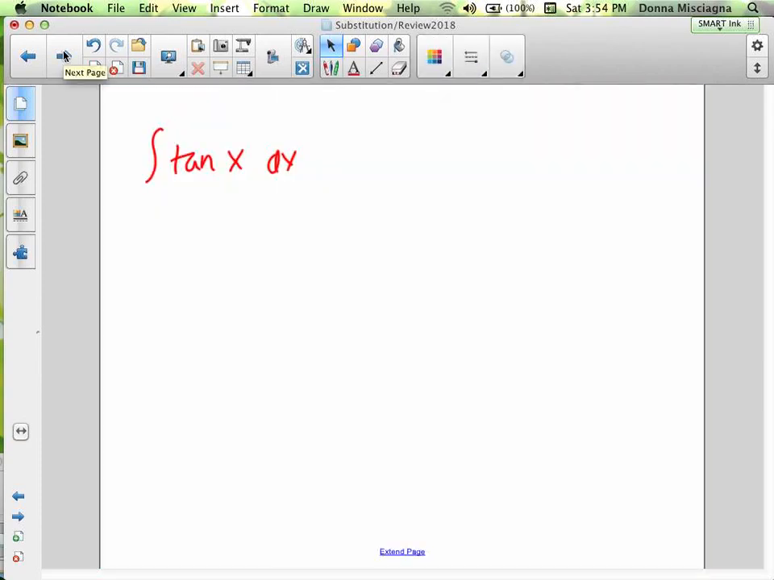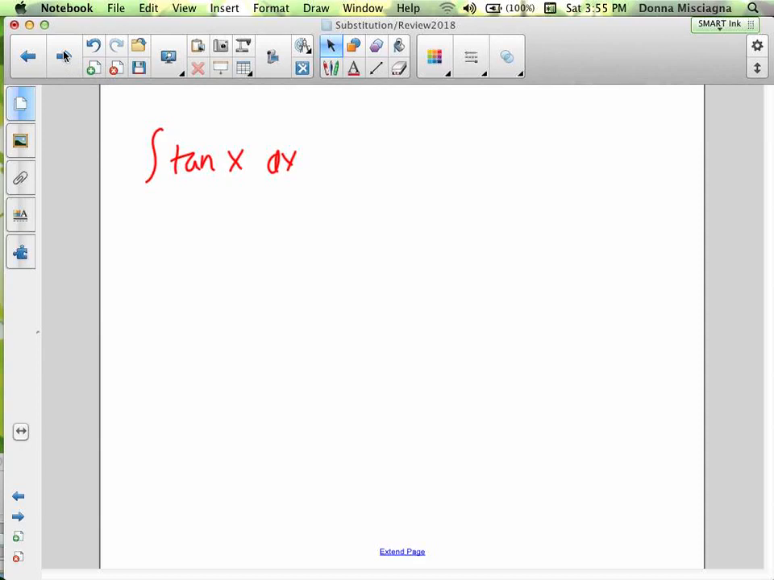This one, you probably look at this and go, what do I do with tangent x dx? Now, if I told you to take the derivative of tangent x, no problem: secant squared x. If I told you to take the integral of secant squared x, no problem: tangent x. But who has a derivative of tangent x? Maybe if we rewrite this.